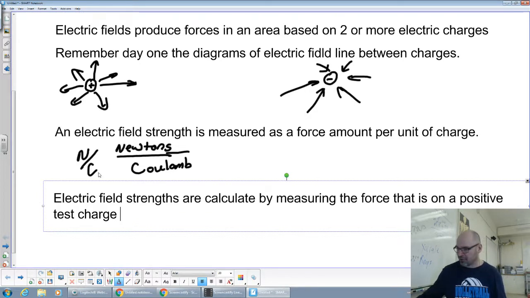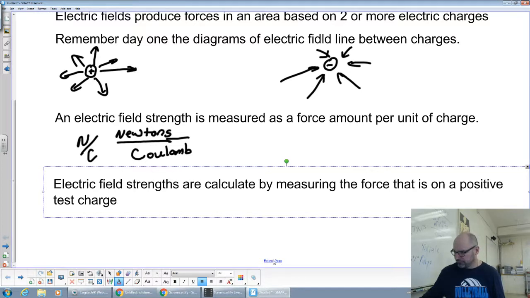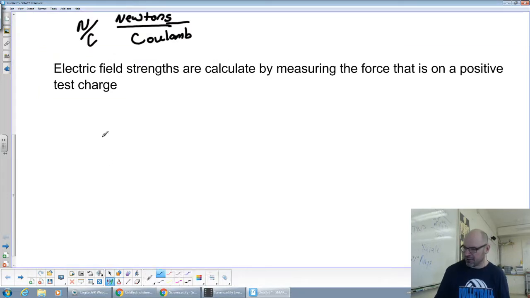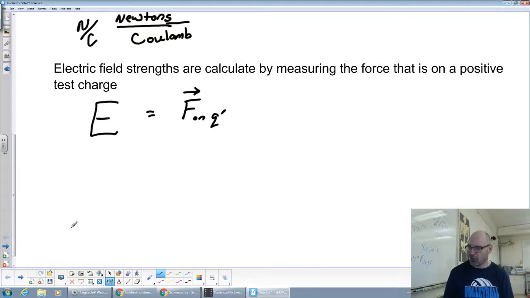So what does it look like in terms of an equation? It looks something like this. E, which we'll use a capital E, don't get mixed up with energy, because it's not energy, it's electric field. So we'll use an E that's big like that. And that's equal to force, which is a vector, so I'm going to put a little arrow over top of it, over Q prime. So we use Q prime to represent the positive test charge.